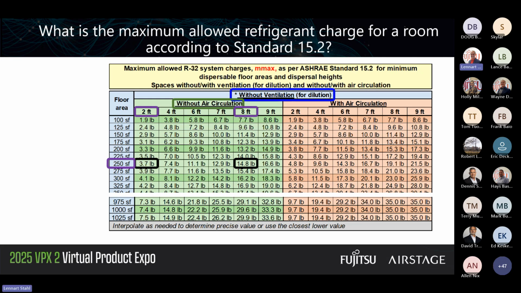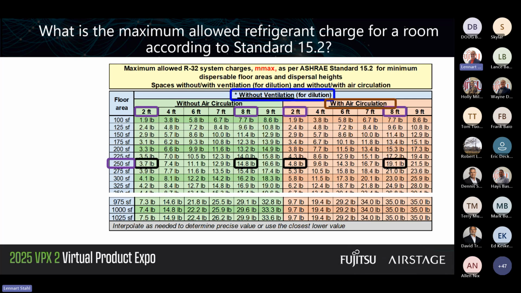We can go further out. We can see air circulation, 2 feet, still very low. That's 4.8. So you can see from 3.7 without air circulation to with air circulation, we get another pound on the maximum allowed. And the same works, of course, for 8 feet.